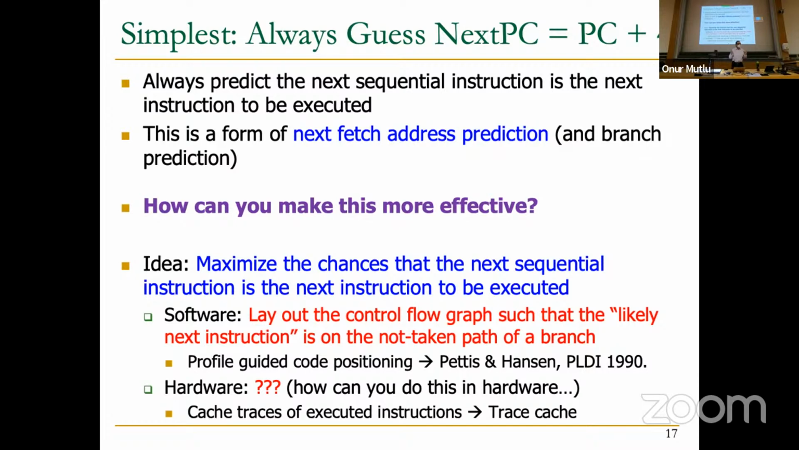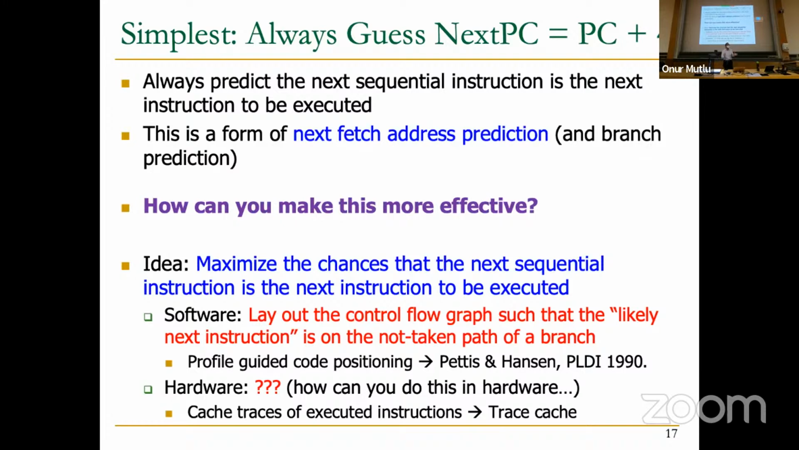Okay, so the point of the slide is that even a prediction method like next PC equals PC plus 4 can be enhanced, right, by software or hardware methods. So don't dismiss any idea as bad. If you actually have the right support from the software and the hardware, for example, a dynamic compiler can do this. Maybe hardware can do this. Maybe next PC equals PC plus 4 is not a bad prediction mechanism.